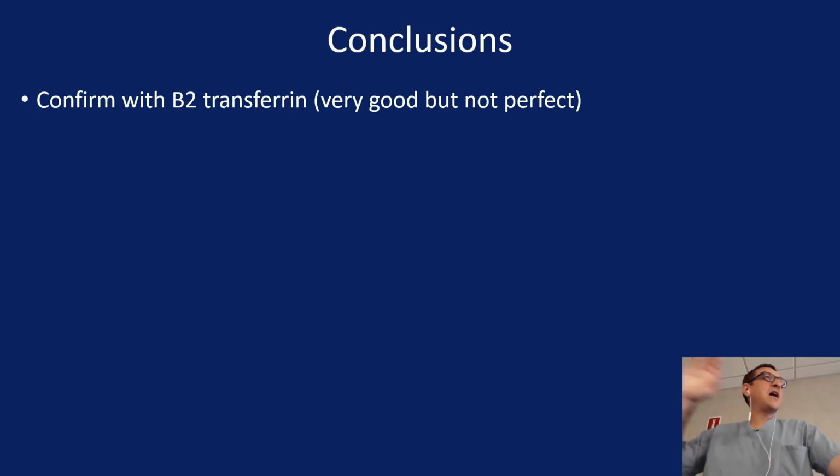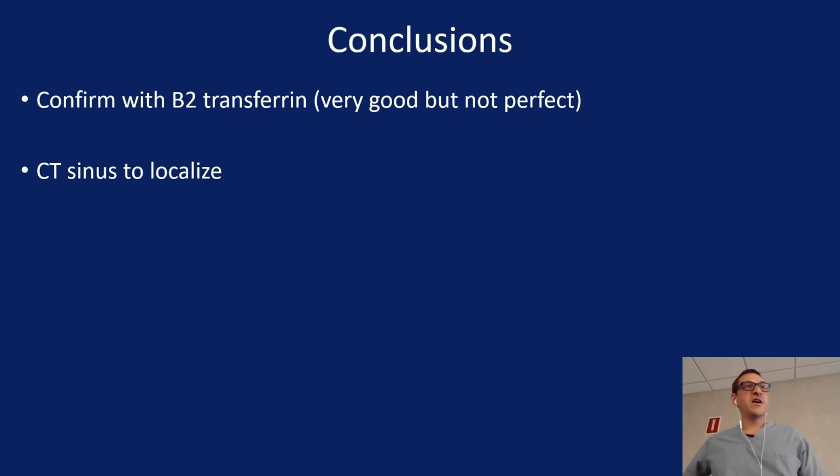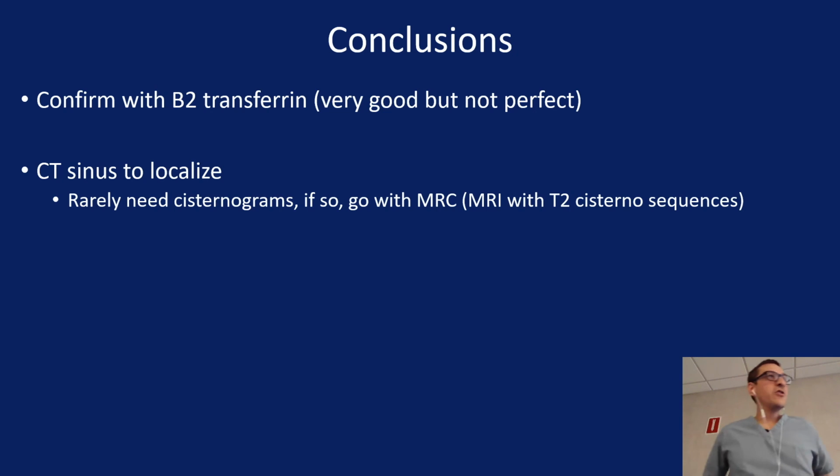In conclusion, after we take the history and we're suspicious for a CSF leak, we confirm with beta 2 transferrin, which for now is the best starting point. It's very good, but as I've shown you, it's not perfect, so you do have to think about false results. You get the CT sinus to localize. Rarely are you going to need cisternograms. If you do need one, an MR cisternogram is a good one to go with.